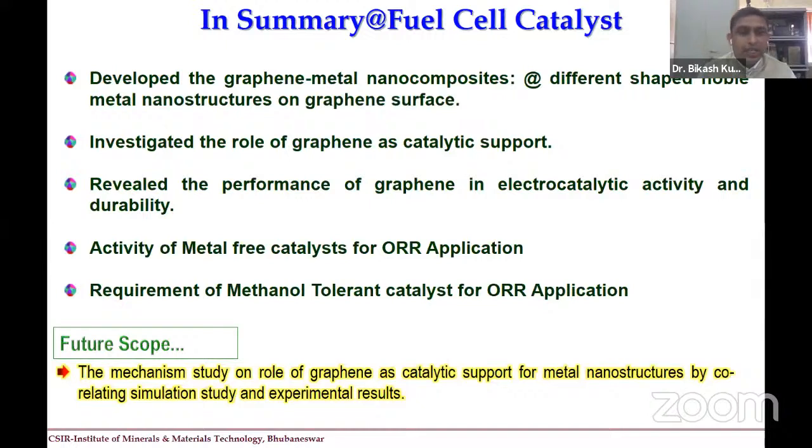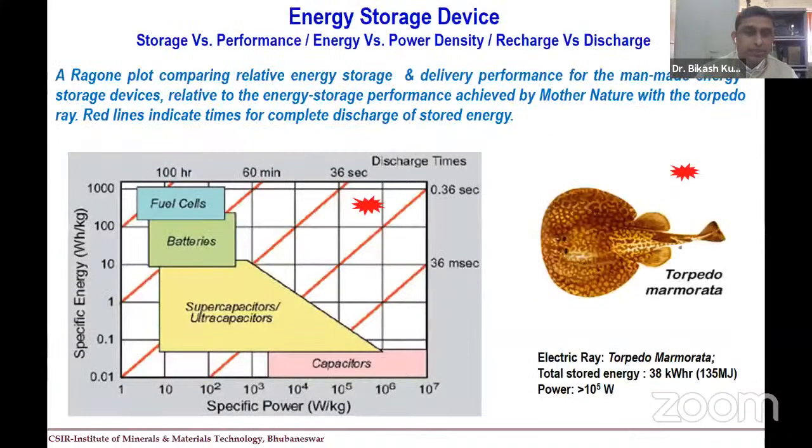And in future, we are working to understand how this metal nanostructure, tungsten metal oxides, is developed on graphene, and how this metal nanostructure interacts with the graphene. We are correlating our experimental work with theoretical aspects. So this is what we discussed about the electrocatalysts we developed for fuel cell applications. Next I'm shifting towards energy storage applications, the development of materials for energy storage.